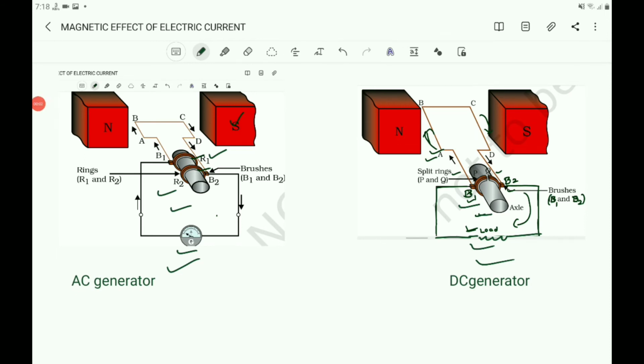In the working of AC generator, the connection of the slip ring and brush will not change, and the flow of the current changes in the external circuit for every half rotation. But in the DC generator, the current flows always in the same direction due to the change of connection of the brush and the split rings.